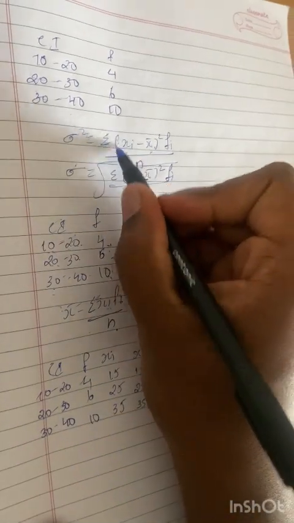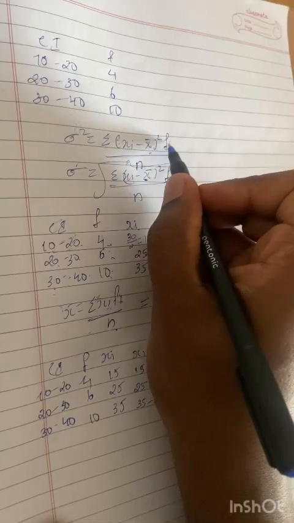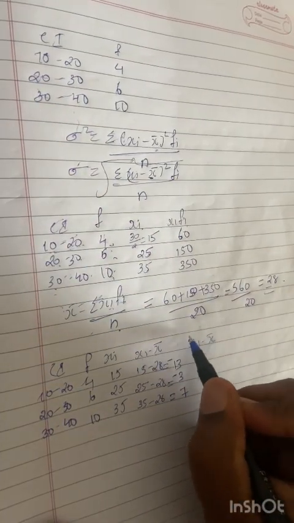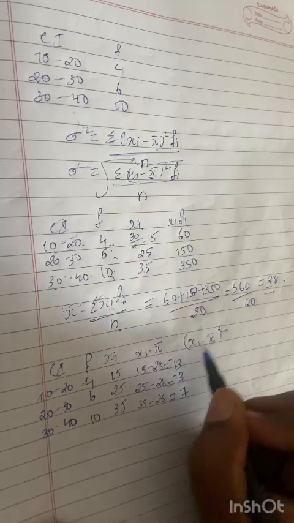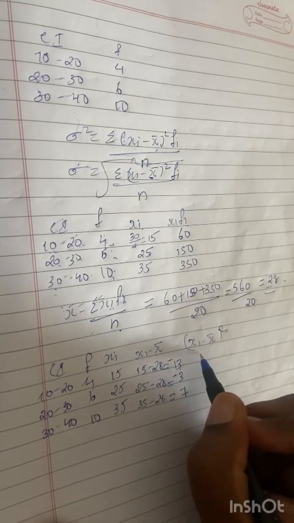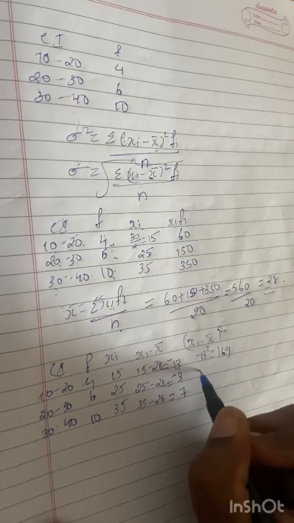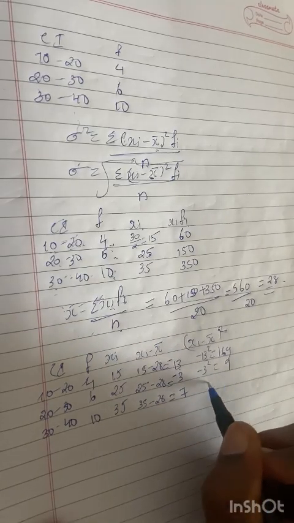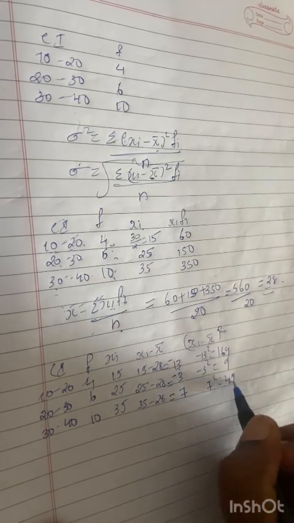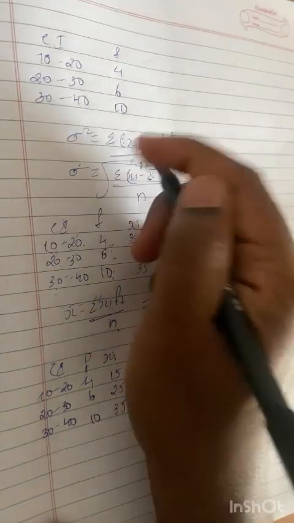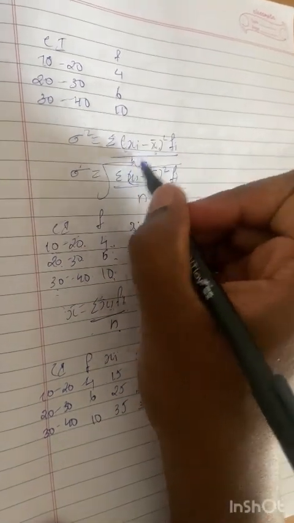Okay, so we got xi minus x bar. What we want is xi minus x bar whole square. So we have xi minus x bar, that is minus 13, so it will be minus 13 square, which is equal to 169. Minus 3 square, which is equal to 9. 7 square, which is equal to 49. So we got this term, xi minus x bar all square.